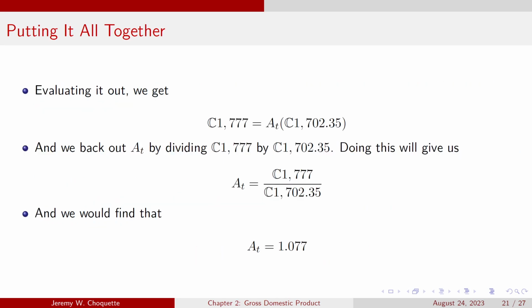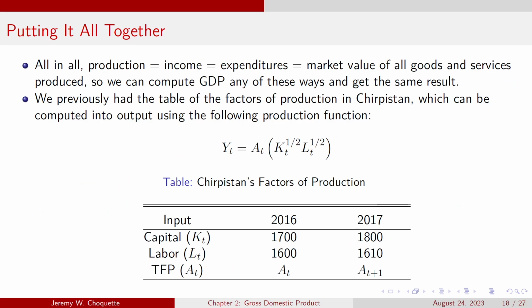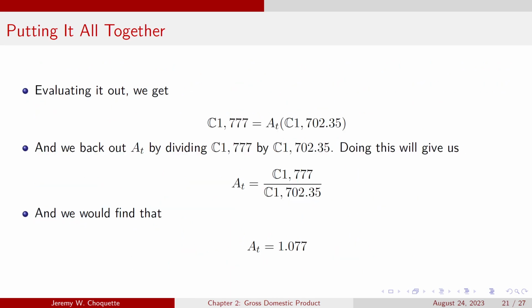Well, if we do that, we don't quite get 1777, right? We throw in 1,700 for capital, 1600 for labor, we don't quite get 1777. We get 1702.35. But we've got output 1777 equals A times 1702.35. And that 1702.35 is computed via the capital and labor computations in the production function. So those two numbers aren't equal, right? How do we make them equal?